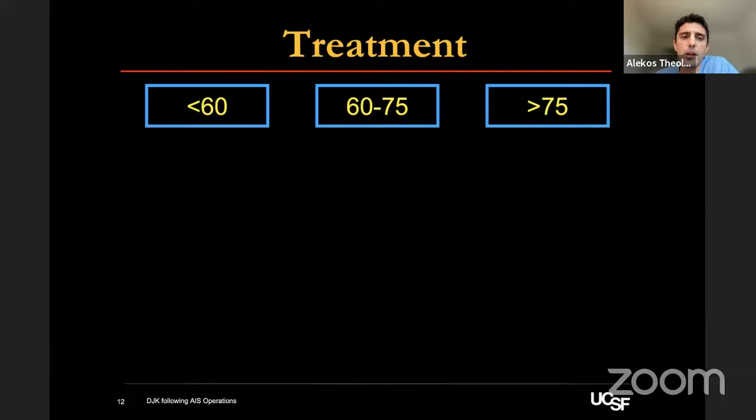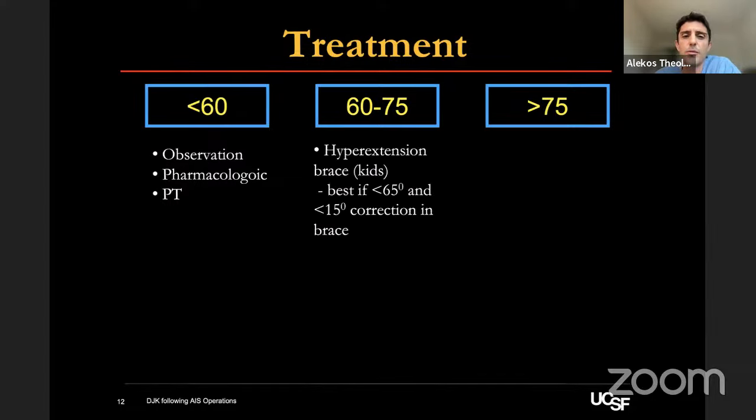So in terms of treatment, once you assess the flexibility and get an overall magnitude of the kyphosis, determining what and how to proceed next is important. So for patients who have a thoracic kyphosis less than 30 degrees, usually observation, pharmacologic management, and physical therapy is the first line of treatment, especially in adolescents. For patients, especially children, who have curves that are 60 to 75 degrees, hyperextension bracing can be used.